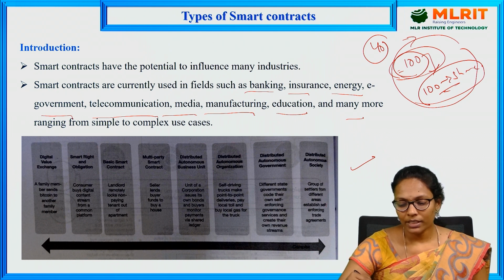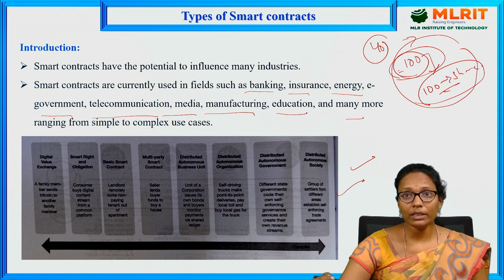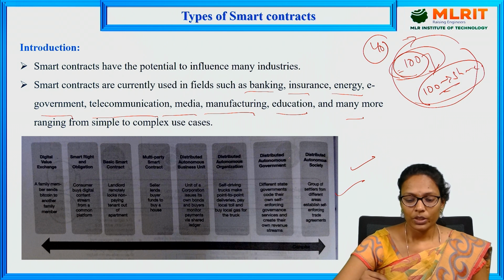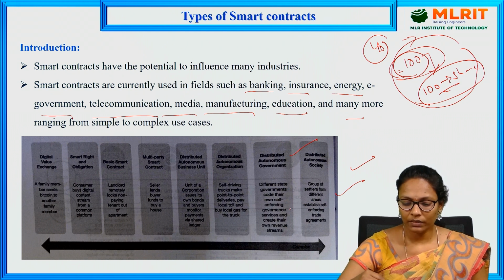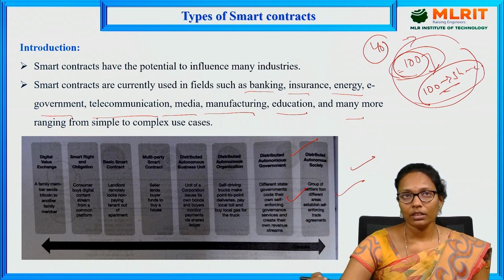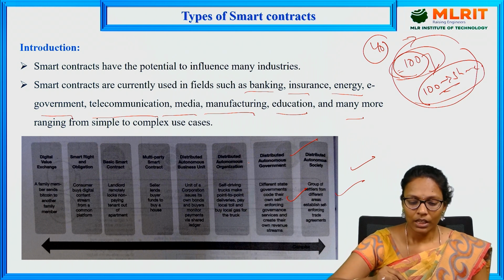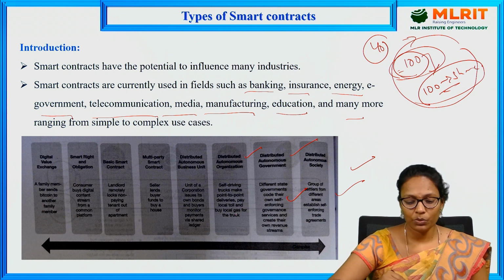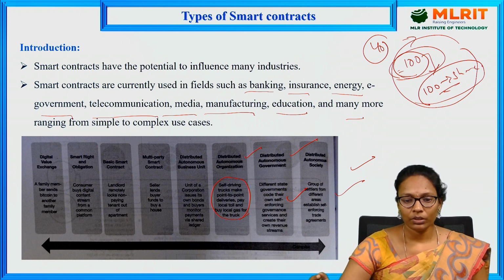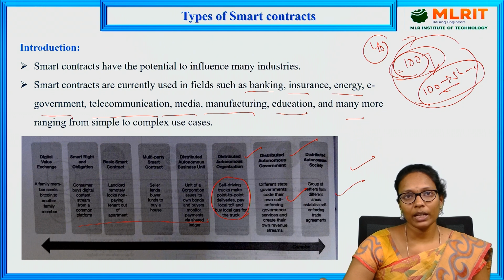First, the distributed autonomous society: a group of settlements from different areas establish self-enforcing trade agreements. Settlement here is not only bank settlement; we can take some loan from individuals, and that also we can do using smart contracts. Distributed autonomous government: different state governments code their own self-enforcing governance services and create their own revenue streams. The country or state has regulations for banking or whatever it may be, and if they want to incorporate smart contracts for their government, they can. Distributed autonomous organization: self-driving trucks make point-to-point deliveries, pay local toll, and buy local gas for the truck. This will happen automatically, which means we can track each and every point using this smart contract. Like this, we have so many other applications where we can apply smart contracts.